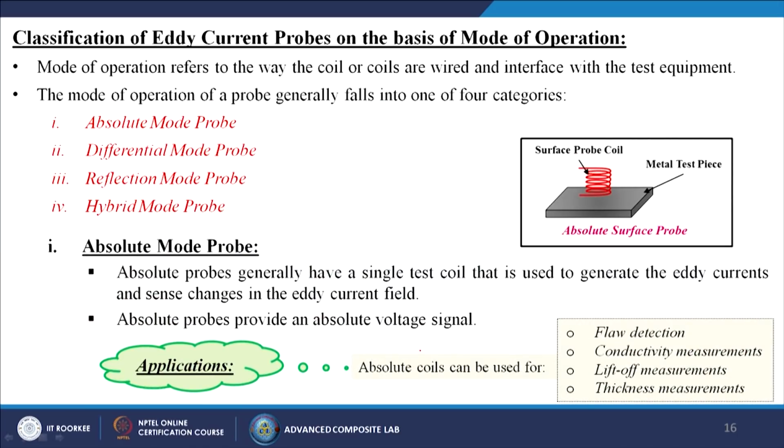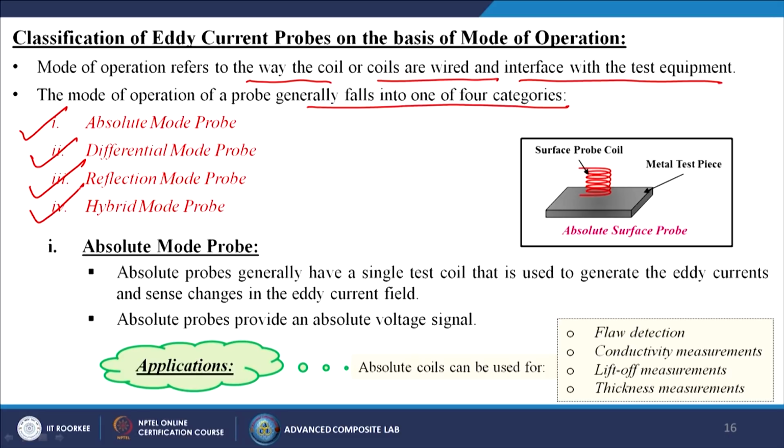Classification of eddy current probes on the basis of mode of operation. Mode of operation refers to the way the coil or coils are wired and interface with the test equipment. The mode of operation of a probe generally falls into one of 4 categories. What are those? Absolute mode probe, differential mode probe, reflection mode probe and hybrid mode probe. So, now first we are going to discuss the absolute mode probe.